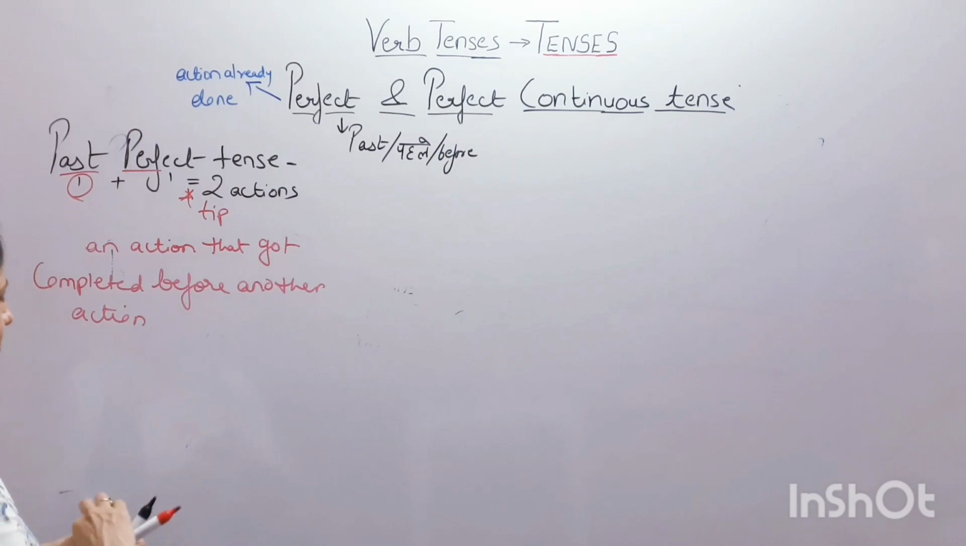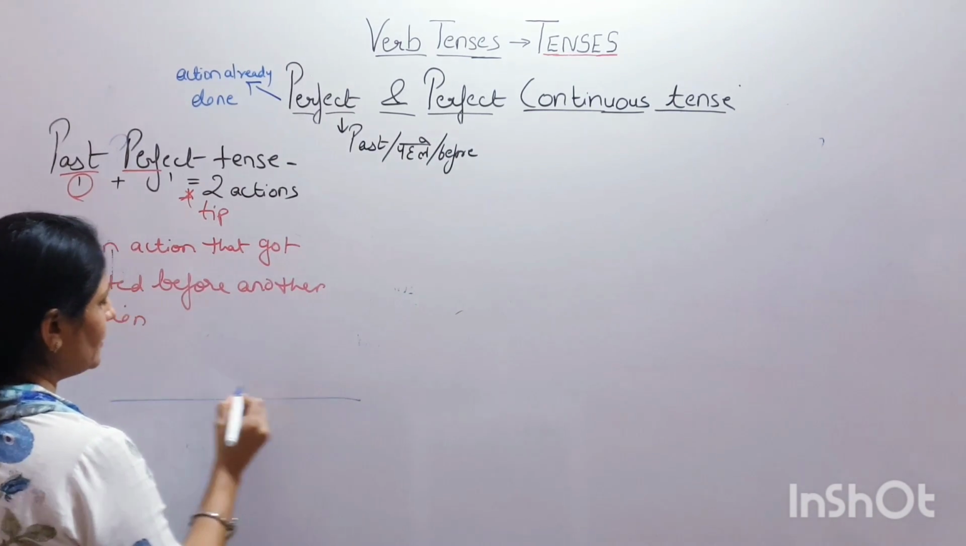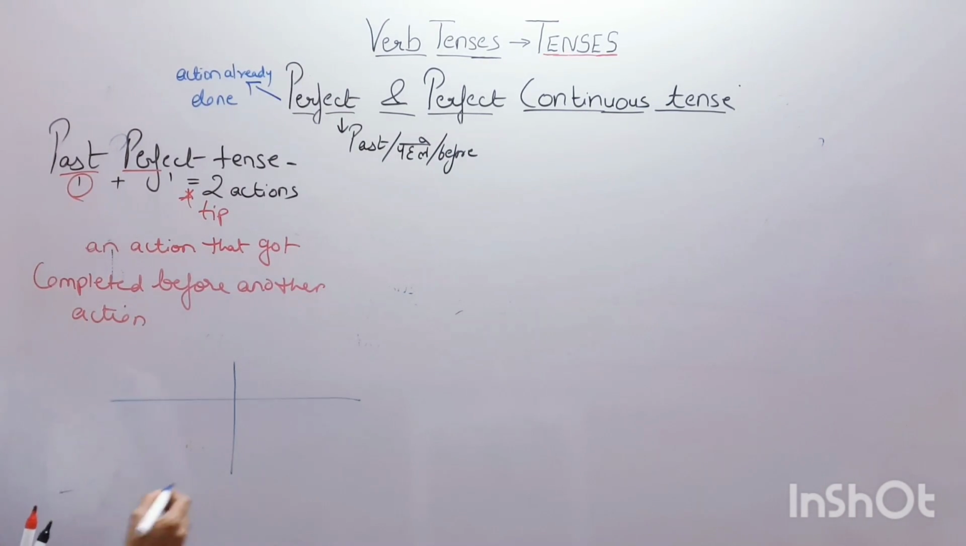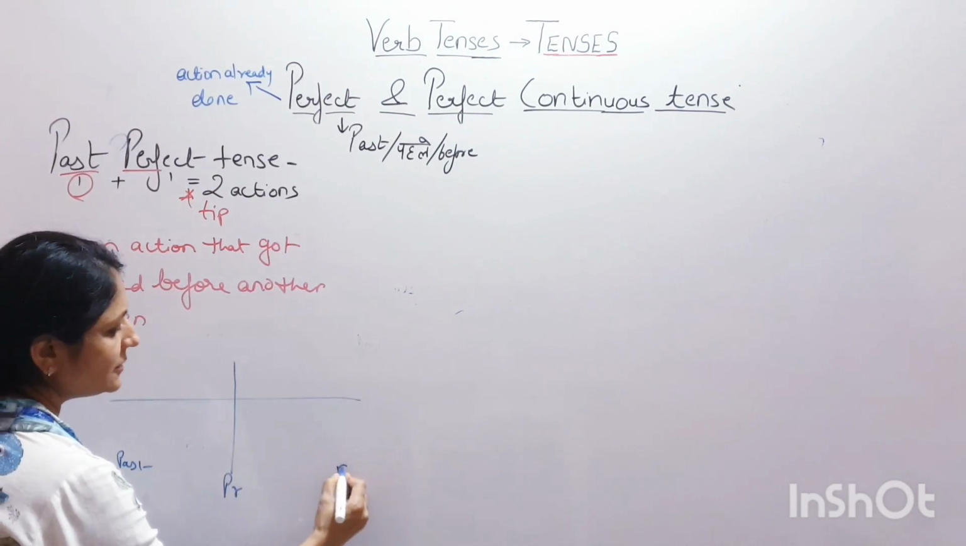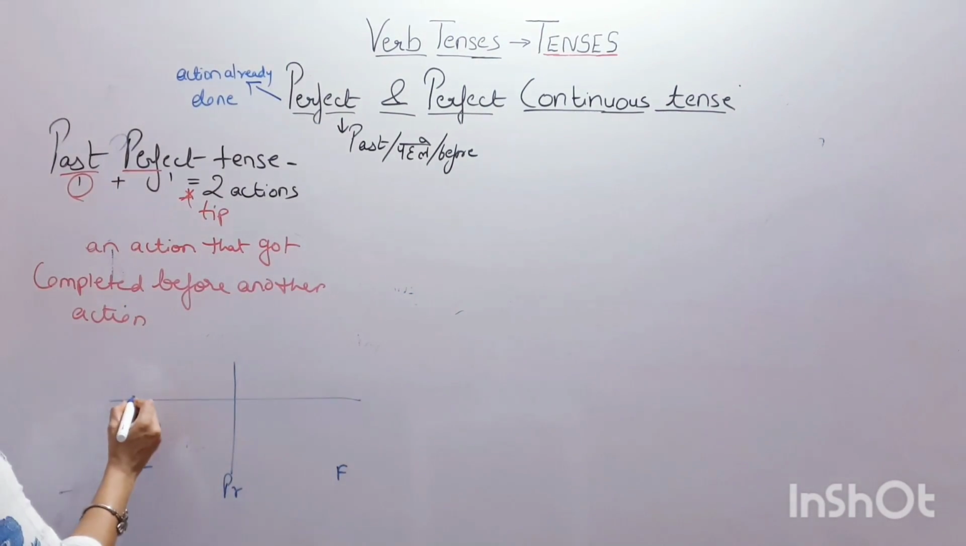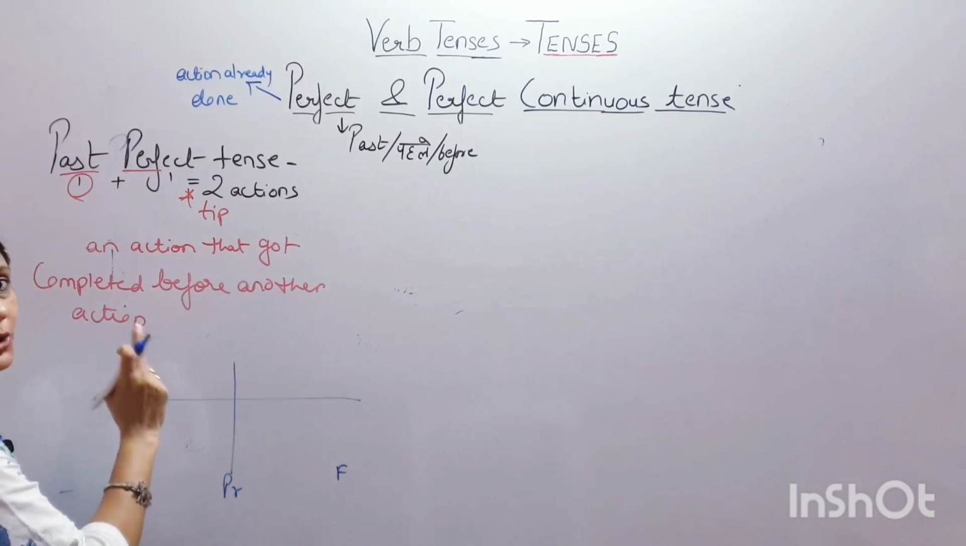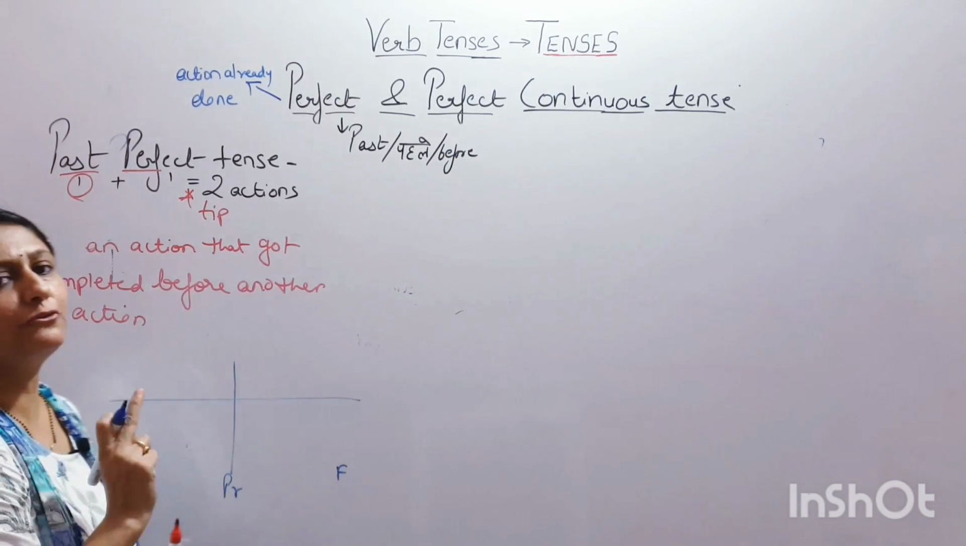Now let me also explain it diagrammatically. Now again, this is the timeline, this is your present, this is your past and this is your future. Now we, as per the usage, I am not only talking you as per the formula.